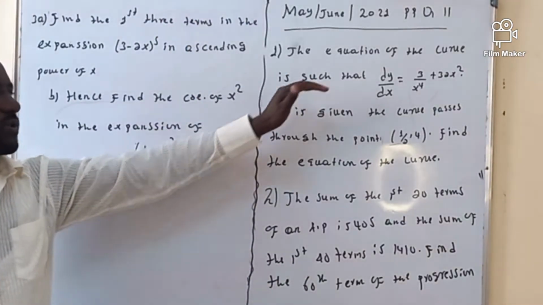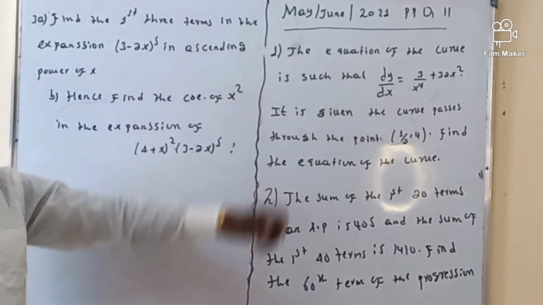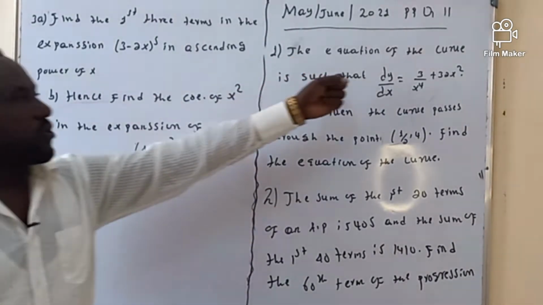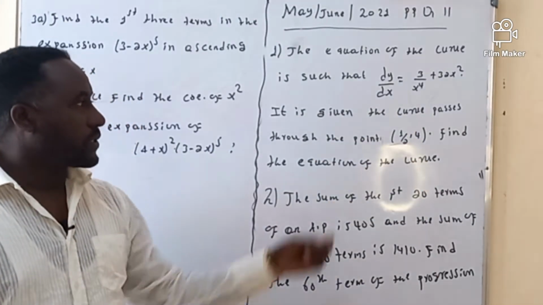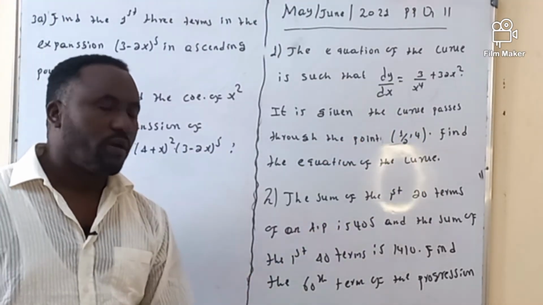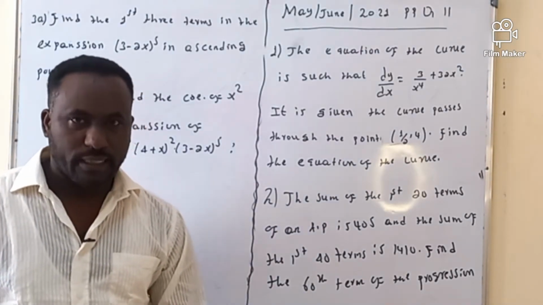So now let's come to how to solve this problem in general. Let me read how the first question is going to be done. The equation of the curve says this one. It is given that the curve passes through this point. Find the equation of the curve. What are we going to do here?